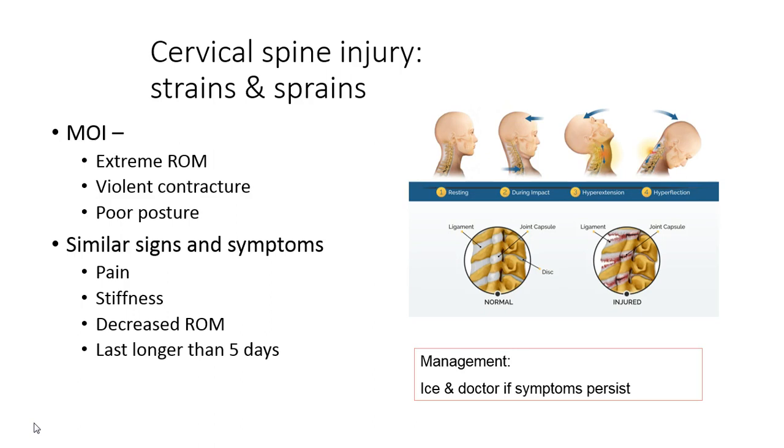Another injury that you can get is a cervical sprain or strain, which is obviously injury to the ligaments or the muscles of the cervical spine. This is a good picture of normal ligaments versus an injured joint capsule. The mechanism of injury is just what you would think. Extreme range of motion. You get rear-ended by a car, motor vehicle accident.